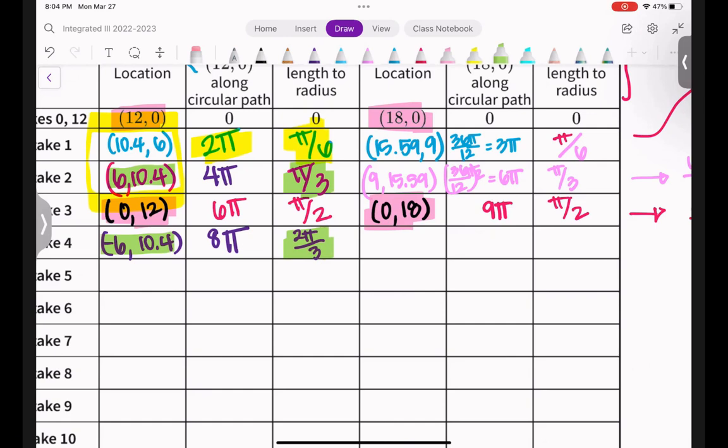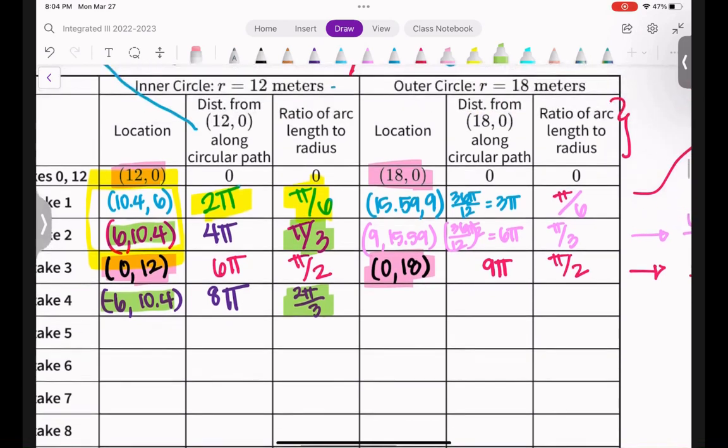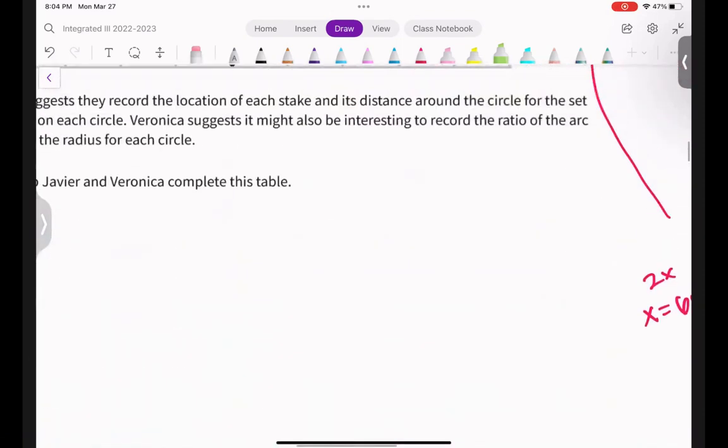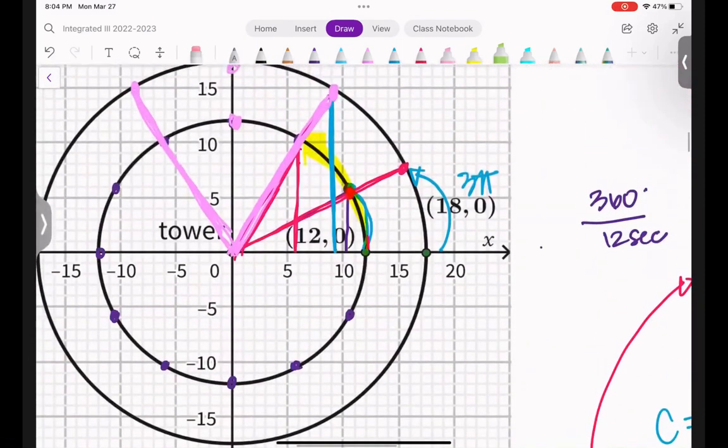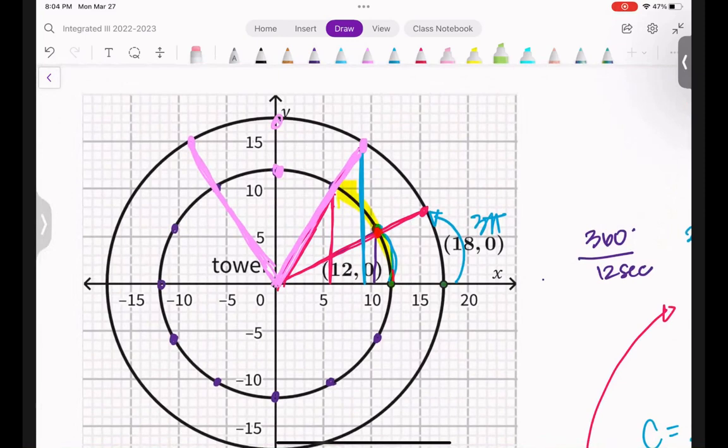So I'm probably going to do one more of these. I'm not going to do 18s because now you saw that. Let me pick one that I would think would make sense for us to do. Yeah. So let's say that I was going to do this one right here.